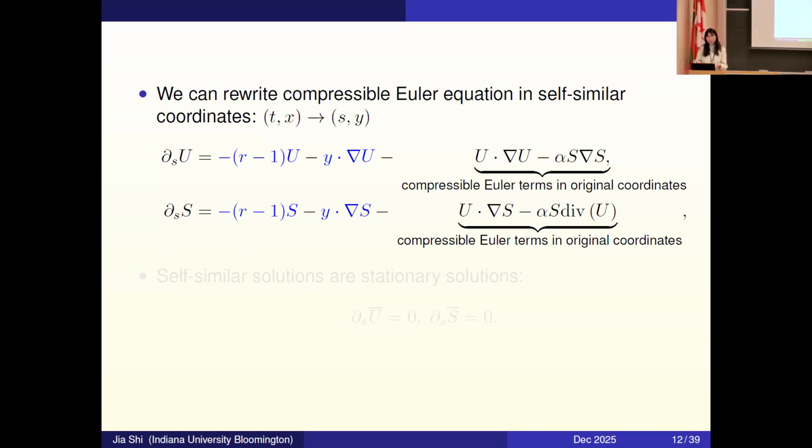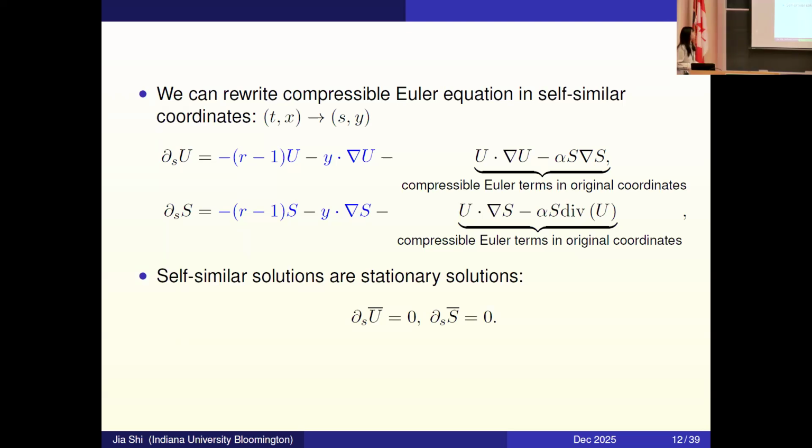Because the self-similar solution only has the scaling effect along the axes, when you do this coordinate change, you basically have two terms, which we marked in blue here. Those are coming from the coordinate change. The first term is a decaying term, and the second term is the trajectory term, y dot gradient. And the black terms are the compressible Euler terms. They are just coming from the compressible Euler equation. So now you have this new equation, and the self-similar solutions are just stationary solutions: partial s U bar is equal to 0, and partial s rho bar is equal to 0.